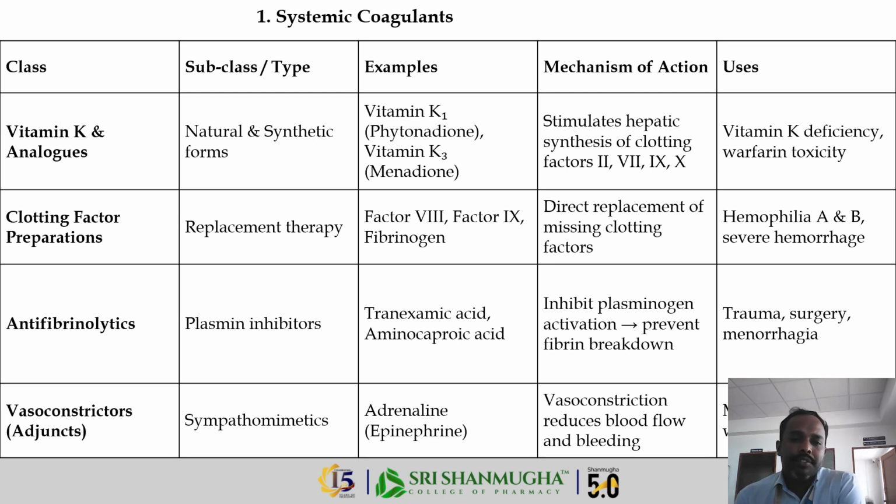Next, we have the class known as antifibrinolytics, generally called plasmin inhibitors. They are tranexamic acid and aminocaproic acid. The mechanism of action is the inhibition of plasminogen activation to prevent fibrin breakdown. They are used for trauma or surgery. Next, we have the vasoconstrictors, generally sympathomimetics. Drugs are adrenaline or epinephrine, which reduce blood flow and bleeding by constriction of blood vessels.